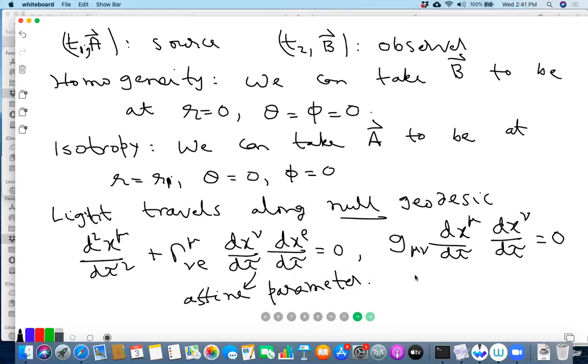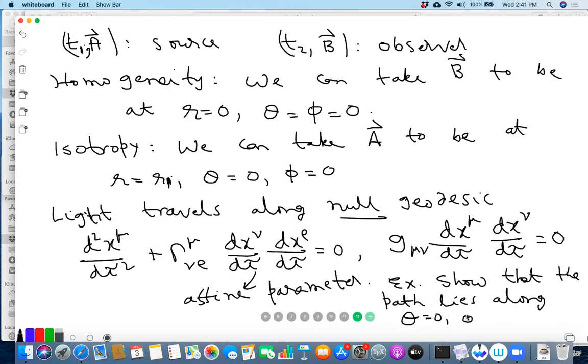And I leave it as an exercise to show that the path lies along theta equal to 0, phi equal to 0. Well, once theta is 0, then phi doesn't matter, right? Because the metric has sine squared theta d phi squared. So just like if you're at the North Pole, the polar angle doesn't matter, the azimuthal angle doesn't matter.